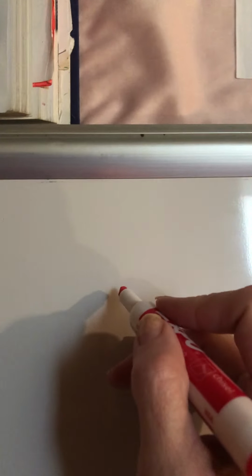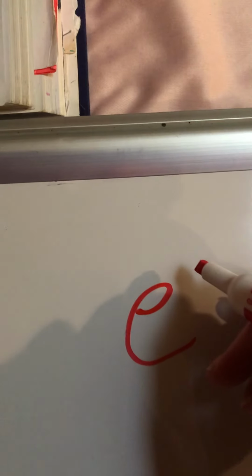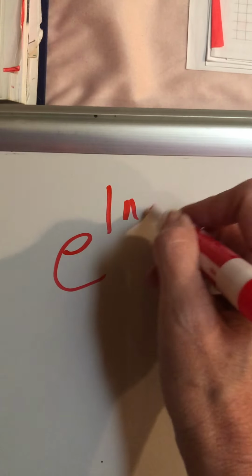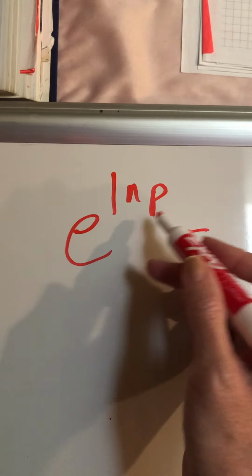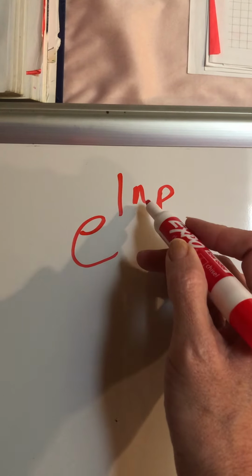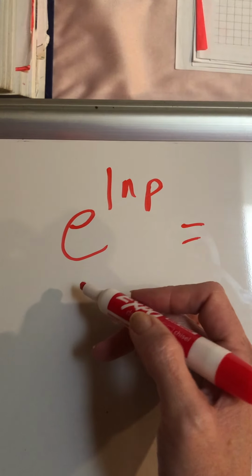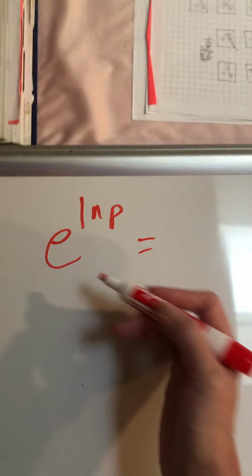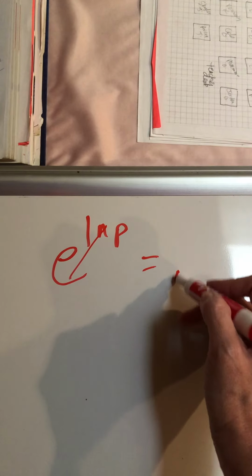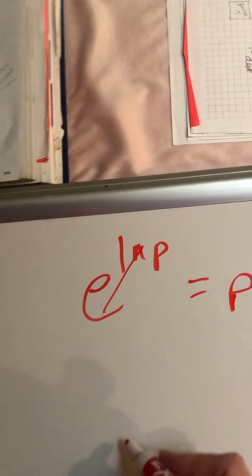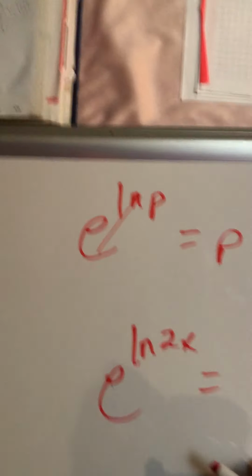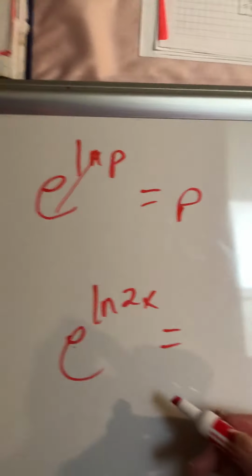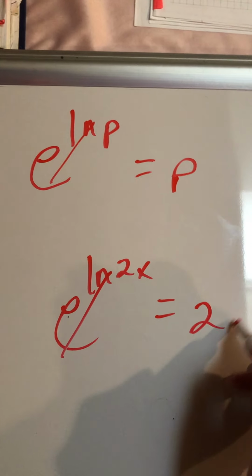Okay, so what you're going to see is things like e to the ln p. Since these are inverse operations, this is in the exponent, but since these have the same base, because there's a little e right here, we just can't see it, we just assume it because it's a natural log. So these cancel out, and you're left with p. If you have e to the ln 2x, the e and the ln cancel, and you're left with 2x.